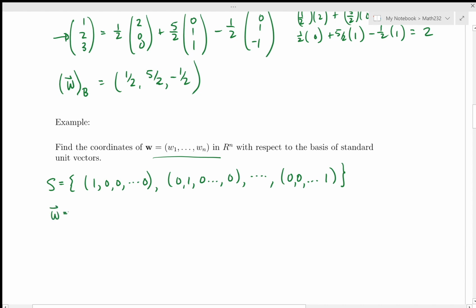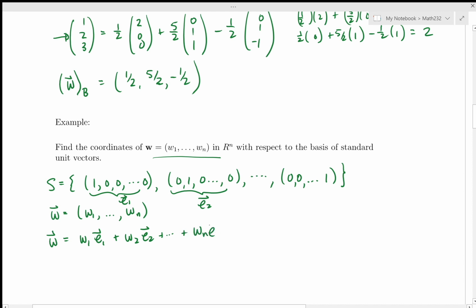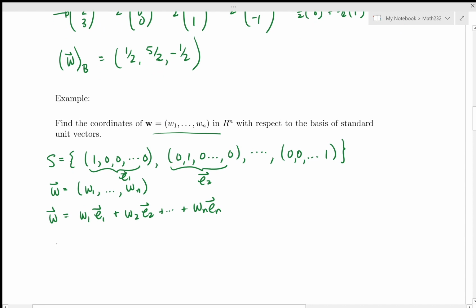W is a vector in Rn, looking like this: W1 through Wn. And W looks like this: W1 times E1. This here is E1. This one here is E2. So that's W1 times E1 plus W2 times E2 plus dot dot dot plus Wn times En. Okay, so W with respect to the standard basis vectors is W1, W2, Wn. That's exactly what we have written here.